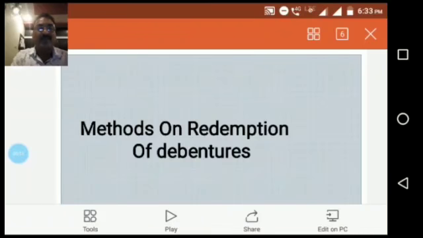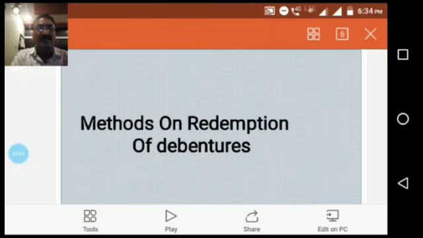Now I am going to present methods on redemption of debenture. Before going to discuss methods on redemption of debenture, what is the meaning of debenture? The word debenture is derived from the Latin word debere, which means to owe. Therefore, a debenture is an acknowledgement given by a company of a debt in the form of a certificate.